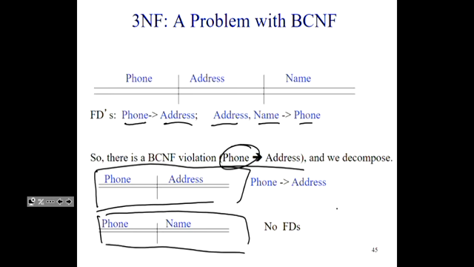Which functional dependencies apply to the first relation? Well, it's just phone and address. Which functional dependencies apply to the second relation? Well, there are no functional dependencies that apply to the second relation, right? So the only functional dependencies that we had were phone implies address and address name implies phone. So the first functional dependency applies to this, there are no functional dependencies for the second. All right?